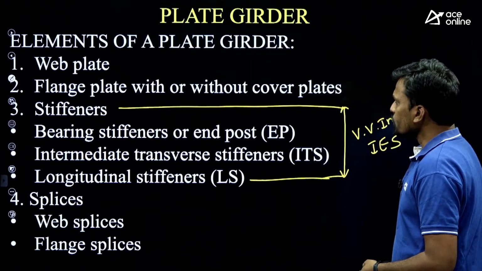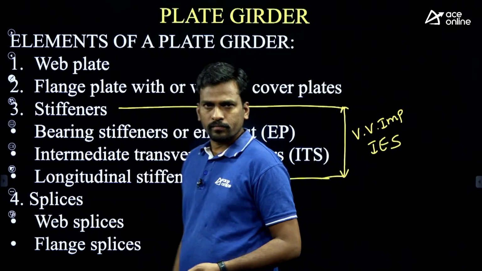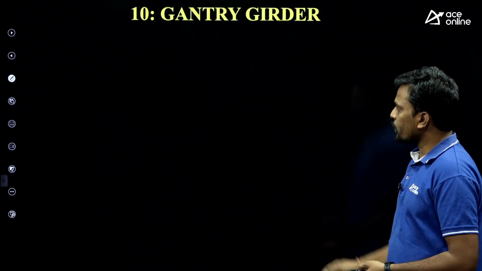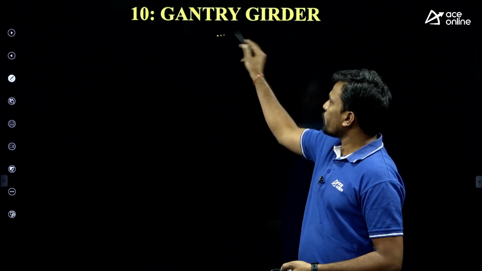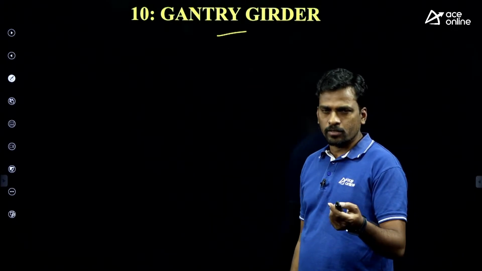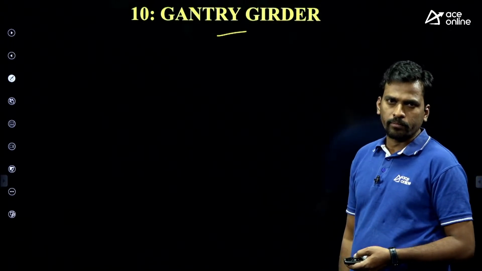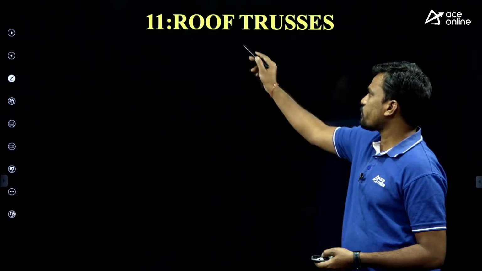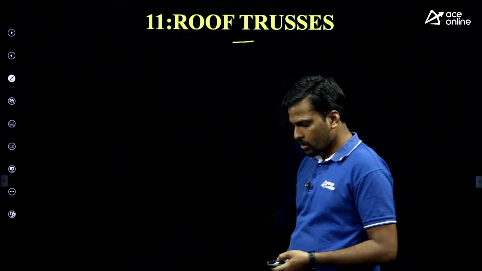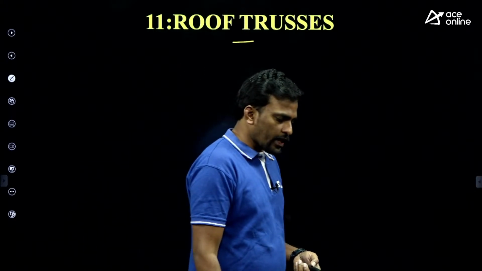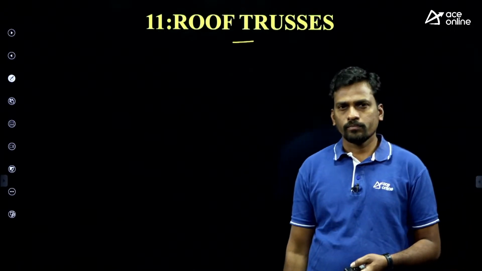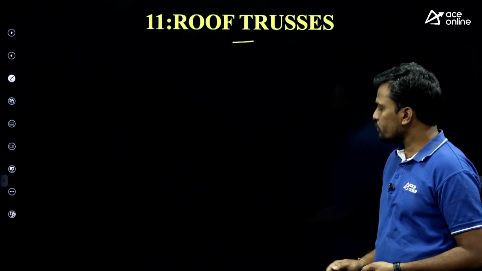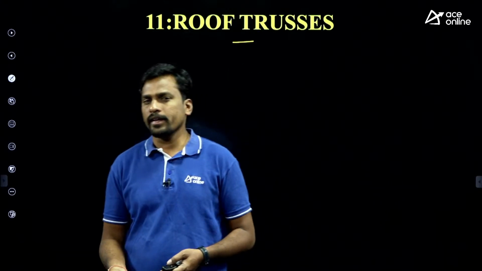Then for gantry girder and roof trusses, all the topics are important. I am not singling out any particular topics here. Gantry girder is a very simple and small chapter. Just go through the theory points only. There are fewer codal provisions in this chapter, and in roof trusses also. So concentrate on theory points and codal provisions. I have given formulas for different types of loads: dead load, live load, snow load. Go through these formulas. So these are the important topics for GATE and IES.